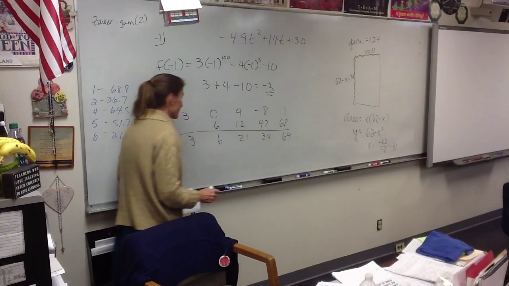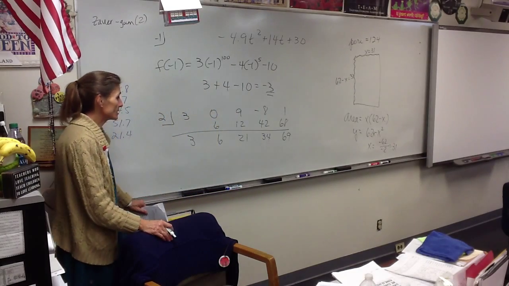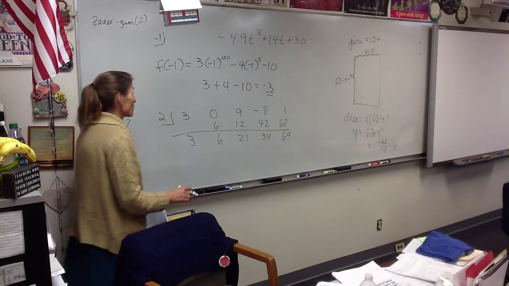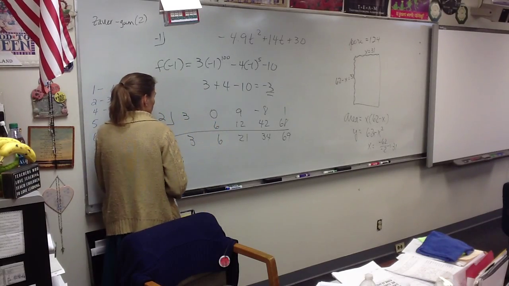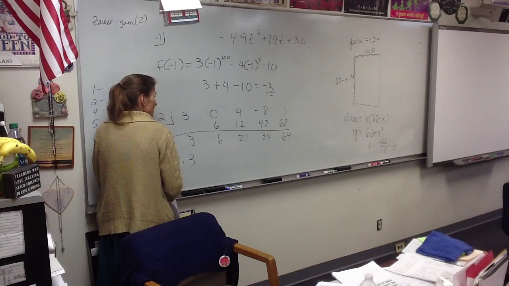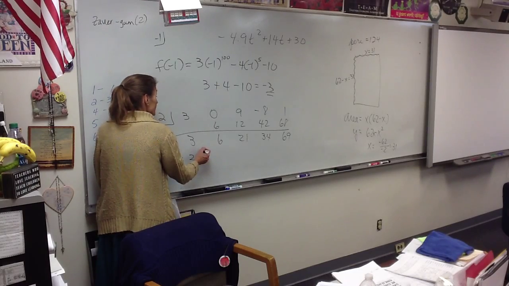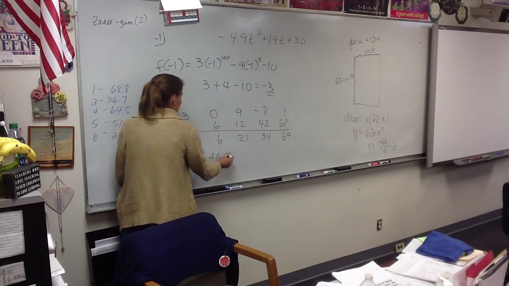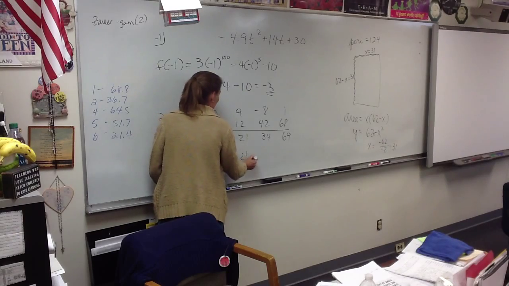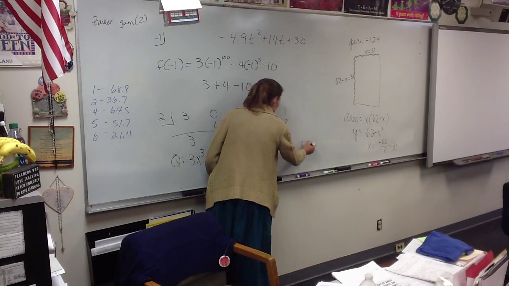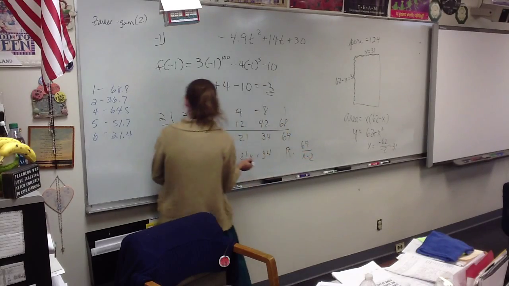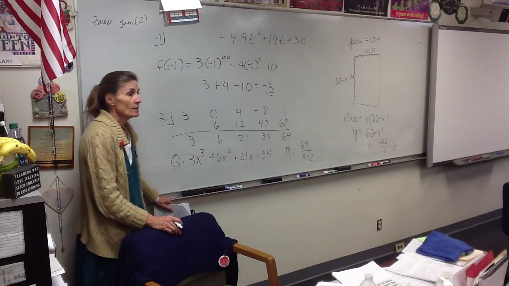So I hope I divided right, I hope all my multiplication and stuff is right. So what's my quotient? 3x cubed, 6x squared, 21x, and 34. What's my remainder? 69 over x minus 2.